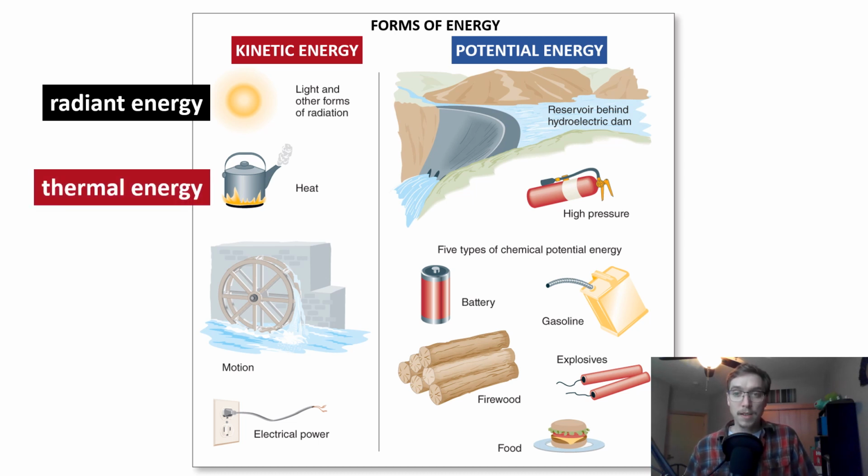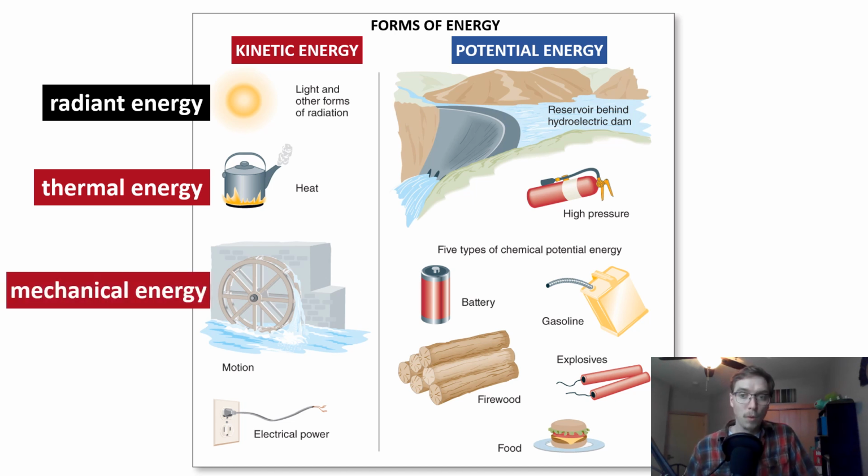Thermal energy, or heat, is the energy that comes from the movement of atoms and molecules in a substance. Heat increases when these particles move faster. Geothermal energy is the thermal energy of the Earth. Mechanical energy is the energy stored in objects by tension. Compressed springs and stretched rubber bands are examples of mechanical energy.